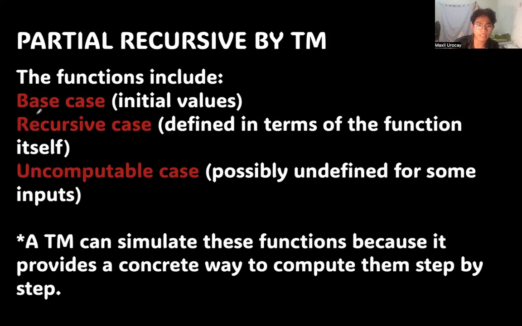The functions include a base case, which is having the initial value, and a recursive case defined in terms of the function, and uncomputable cases possibly undefined for some input. So a Turing machine can simulate this function because it provides a concrete way to compute them in a step-by-step manner. Since in computing a recursive function, there will be a recursion step or recursive cases, and then it will stop once we find the base case.